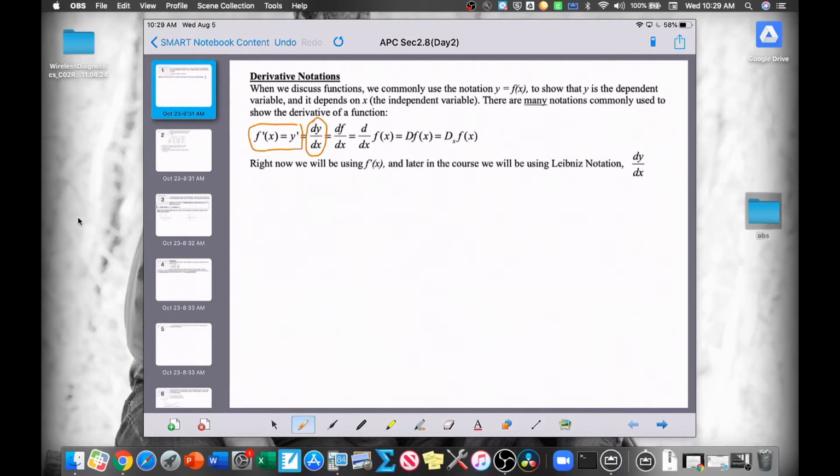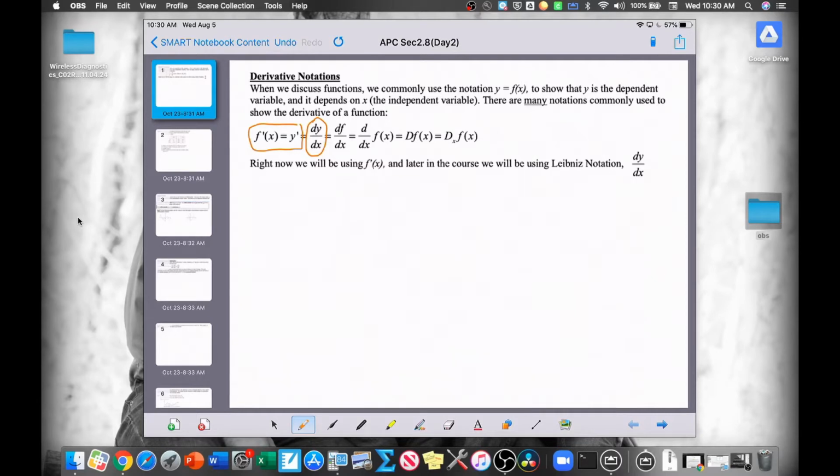Now there are a lot of other notations that are listed here: df dx, d dx of f of x, big D of f of x, and D with a little subscript x of f of x. These are just different notations that you may see if you're looking at videos on the internet, if you're watching TikTok and somebody's talking calculus. If you look at a different textbook, perhaps you'll see different notations.